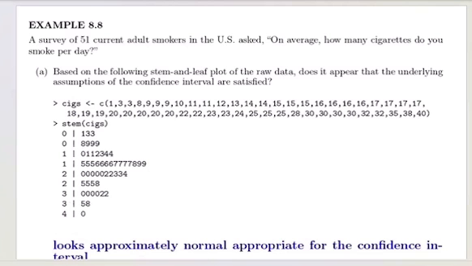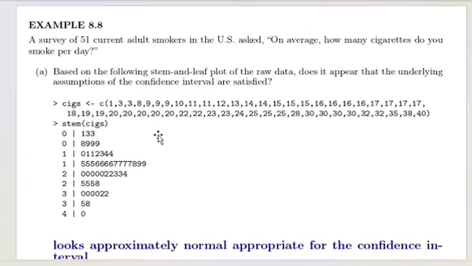Now, I need you to pay attention. This is an R code. I have a data set. A survey of 51 current adult smokers in the United States asks, on average, how many cigarettes do you smoke per day? They asked 51 people. The first person said 1. You see the data here, right? The first person said 1, the last person 3, even somebody said 40.